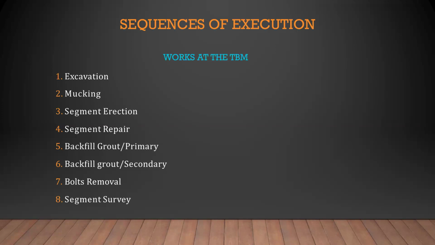Then segment erection. As the TBM advances every 1.5 meters, a ring consisting of 6 pieces of segment will be built inside the tail shield. Then rail service, extension services. Rail and service lines are extended as the TBM progresses. These materials will be carried from the launching shaft to the necessary locations using a locomotive.